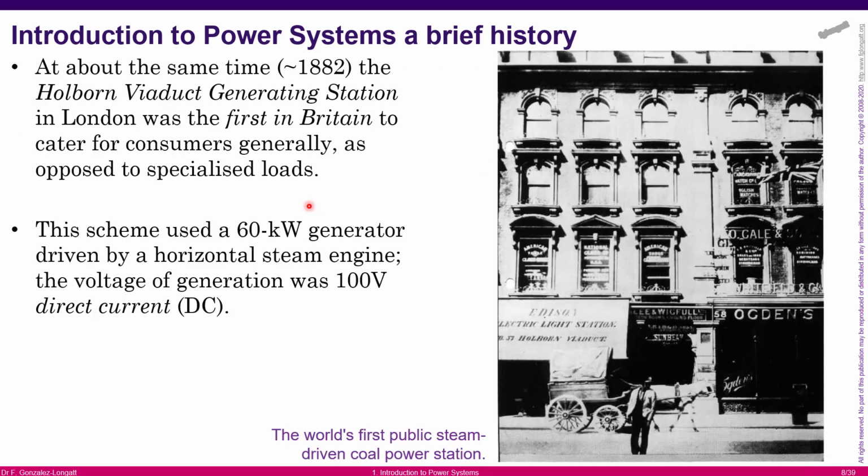At almost the same time, in 1882, the same thing started to happen in Great Britain. The first British power plant was installed in London, the Holborn generating station. At that time it was a very tiny generator of 60 kilowatts, using a steam engine to provide a 100-volt DC supply for local customers.